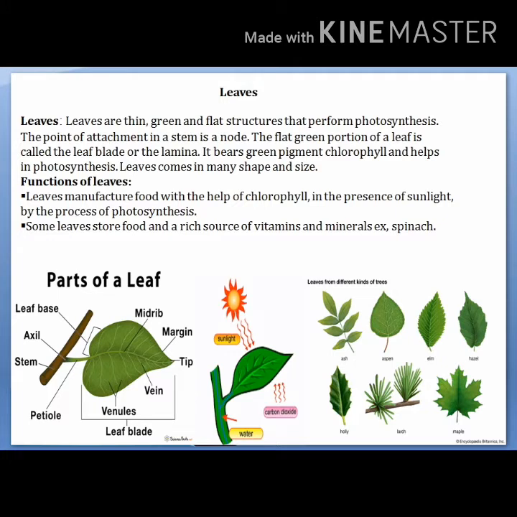Students, leaf also has tiny pores which you can see with the help of a microscope. Tiny pores or openings on the surface of the leaf are stomata, which help in exchange of gases. You know that during photosynthesis carbon dioxide enters the leaves and oxygen goes out.